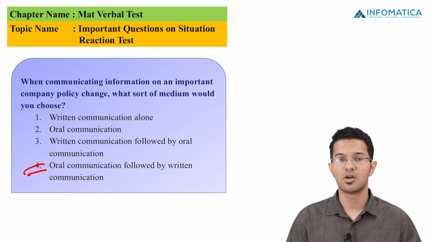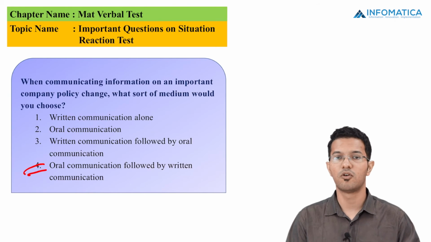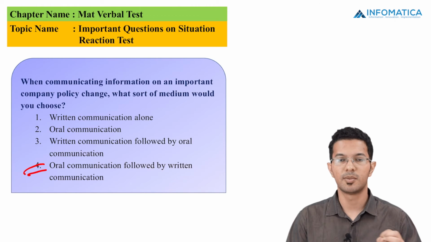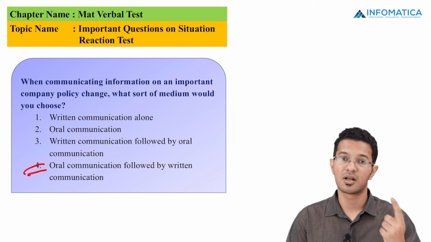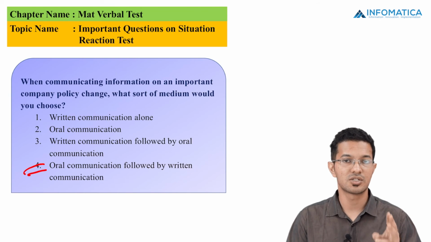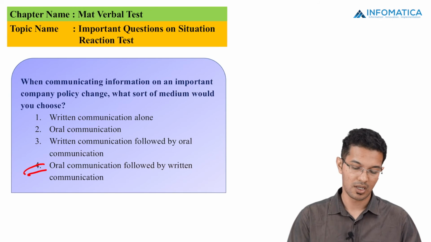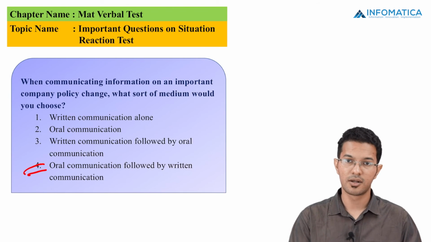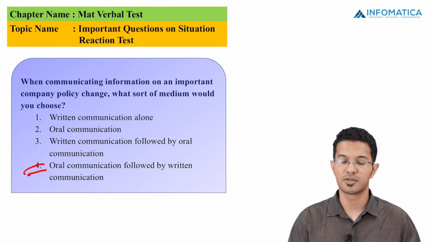communication. If you see option 3, which is written communication followed by oral communication, that shows that you can take the company's people for granted. You have given your ideas, you have given your feedbacks without considering the person's requirements or the company's requirements. So we can definitely say that option 3 is not the right answer. Hence, option 4, which is oral communication followed by written communication, is the most appropriate answer.